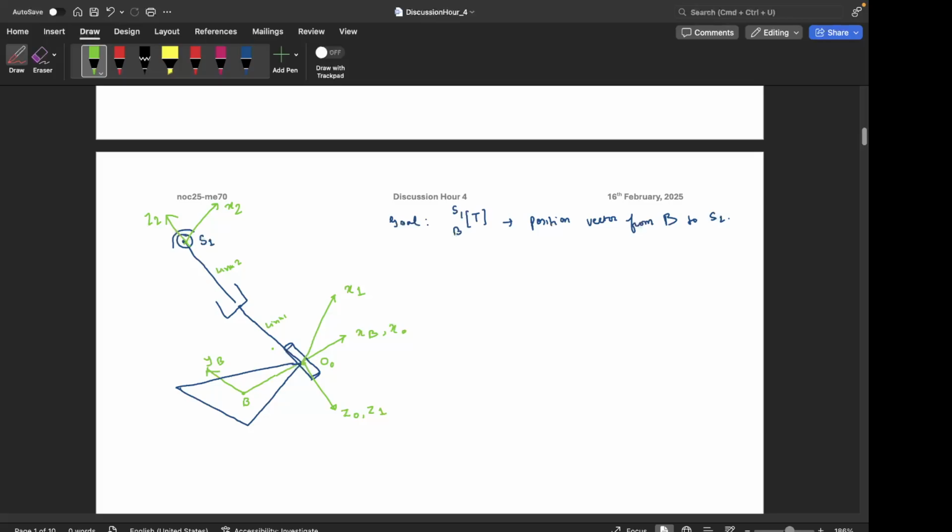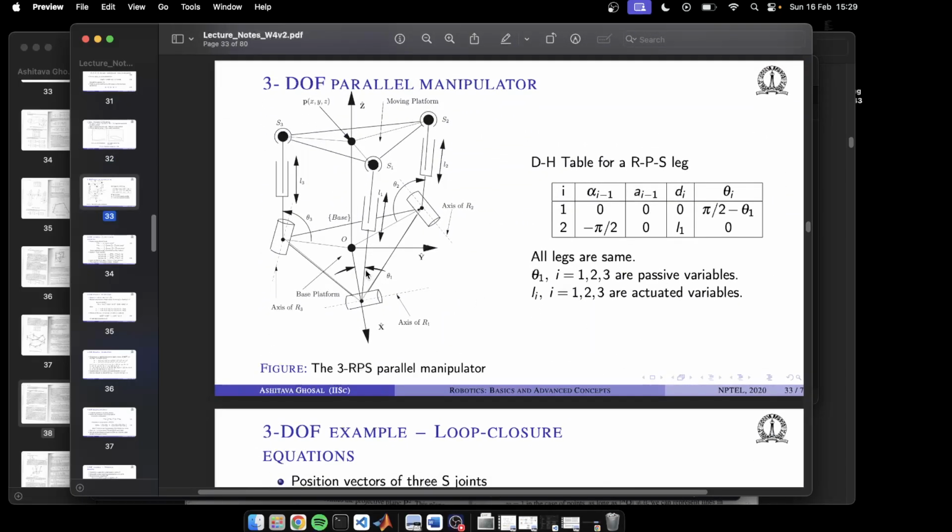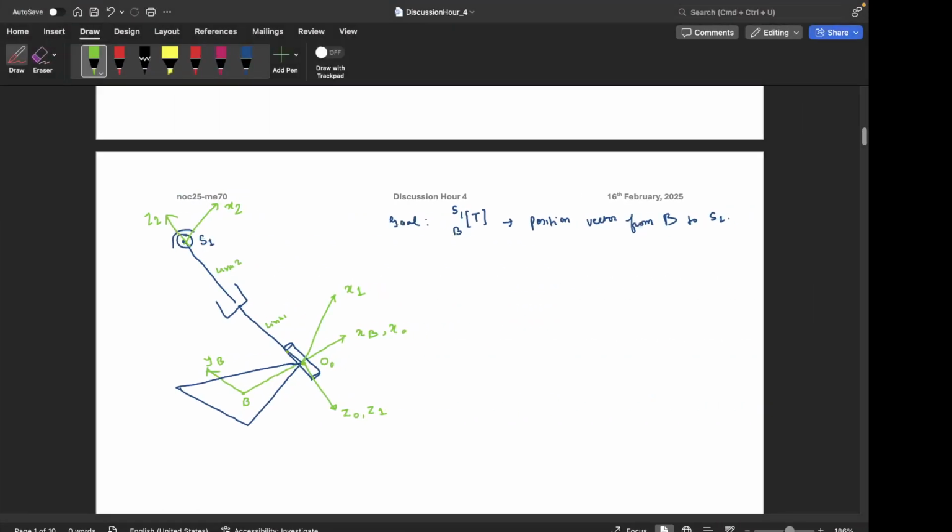So z0 and z1 are coincident, and x1 is rotated because we are showing a non-zero revolution of the revolute joint. Now at this point I will follow the convention that has been used in the lecture slides, and the convention is that the angle theta 1 is measured between the base plate and the first link, right? So this angle is given as theta 1. This is an isometric view of the mechanism.